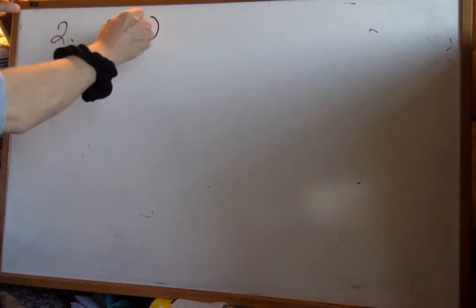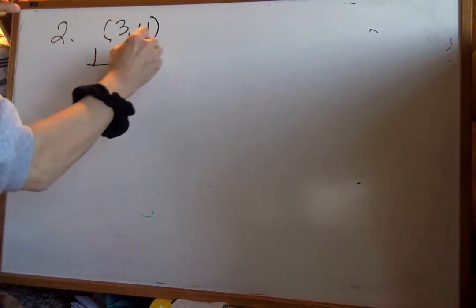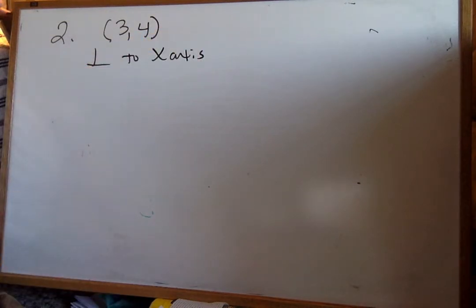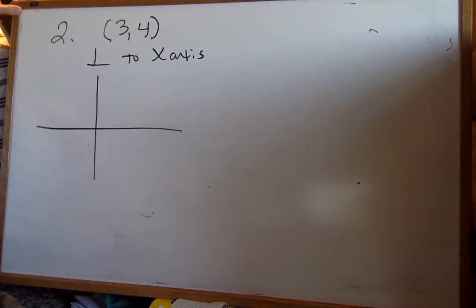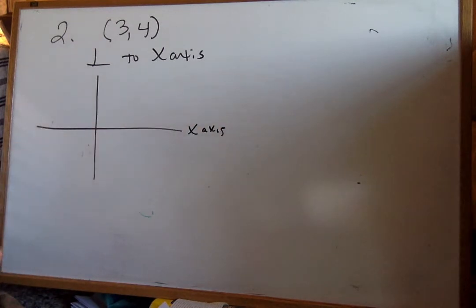So it has to go through 3, 4, and it has to be perpendicular to the x-axis. So it's not like they gave me a linear line and I could change the sign and do the flip-flop. So this one seems confusing, so hold on. You got to make sure you know what the x-axis is, right? This is the x-axis. I want to be perpendicular to that.